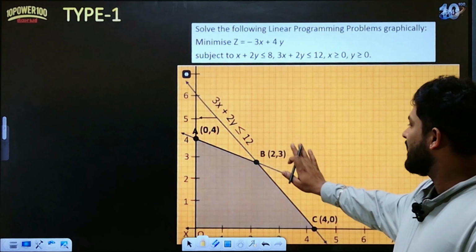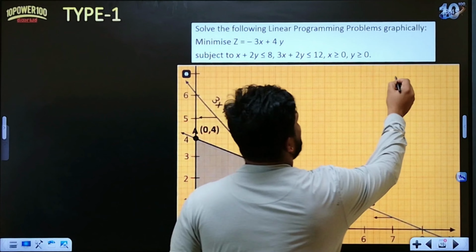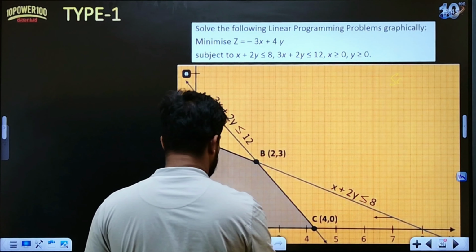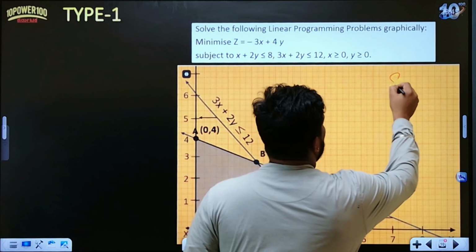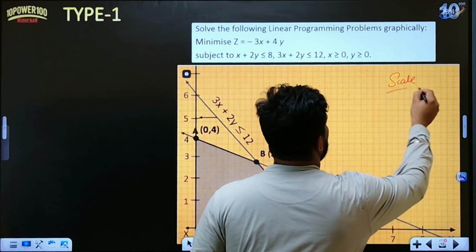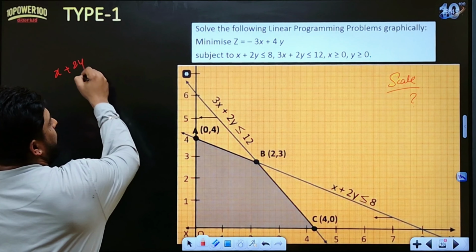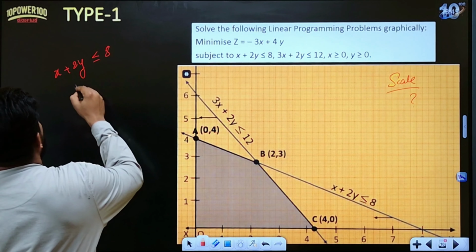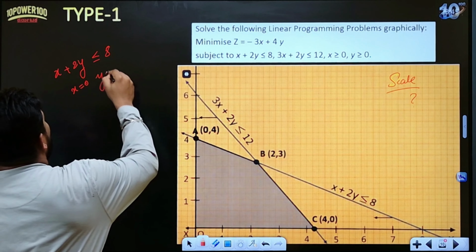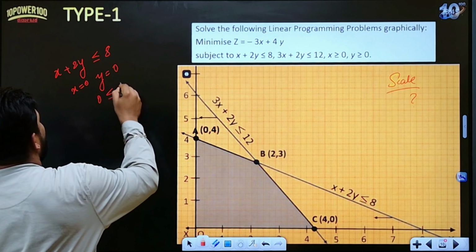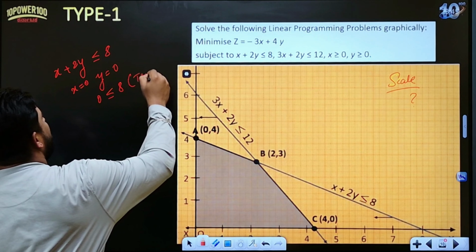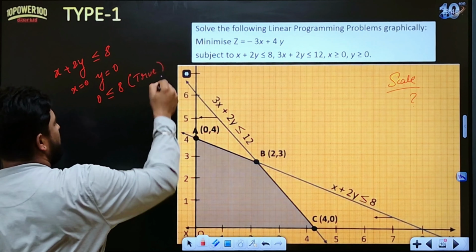So very simple one. Here, write one scale. This is one thing that you have to specify, and I'll show you the origin test. What are the inequalities? x plus 2y less than or equal to 8. Now put x is equal to 0 and y is equal to 0. So if you put 0 less than or equal to 8, this is actually true, correct? So if it is true, you will mark that line.